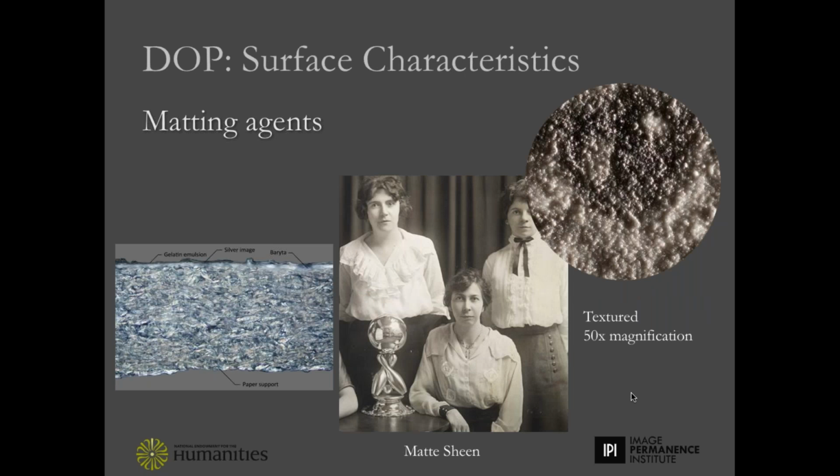Particles of silica or starch were sometimes added to the gelatin binder or to the baryta to create a coarse surface. This results in a very matte or a semi-matte surface sheen, depending on how coarse the surface is. These particles are called matting agents, and they will be visible with magnification, giving the surface this sort of pebble-like appearance. So here's our cross-section, a very matte surface sheen, and we get this sort of textured pebble-like appearance.